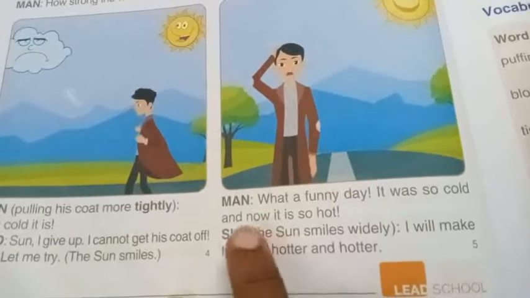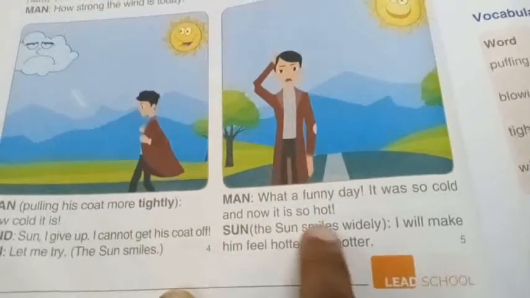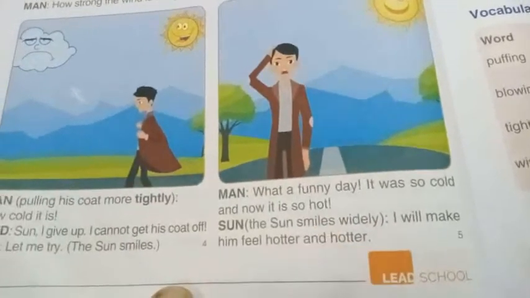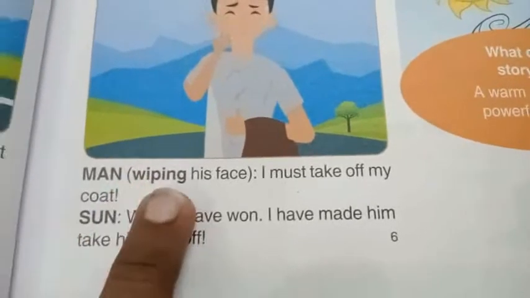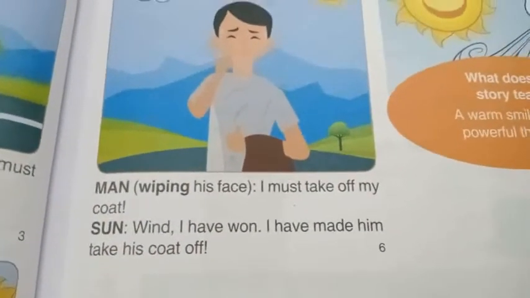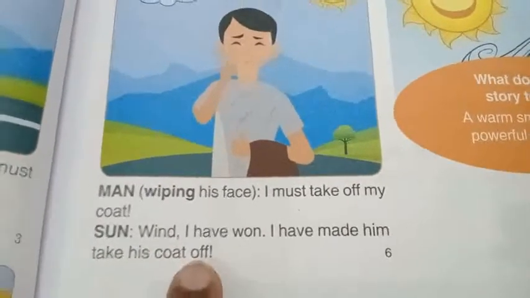It was so cold and now it is so hot. Sun, the sun smiles widely: I will make him feel hotter and hotter. Man, wiping his face: I must take off my coat. Sun: Wind, I have won. I have made him take his coat off.